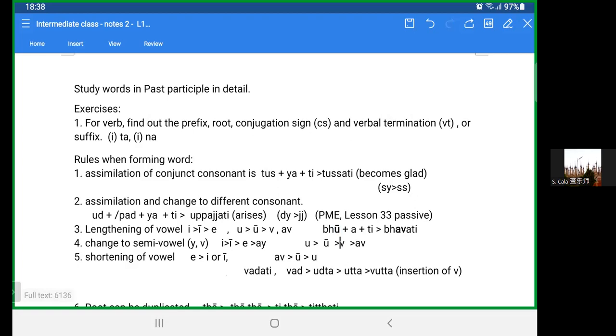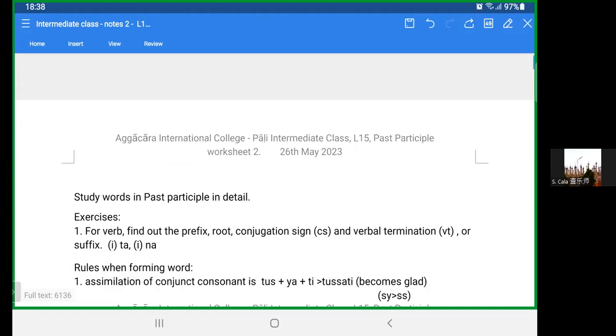Okay. Next one is the change to semi-vowel. What is a semi-vowel? A semi-vowel is like Y and V. Like this, I, A, Y. This Y is linked with the I. So this is called a semi-vowel. Y is a semi-vowel for I. Or Wa, or sometimes it changes to AV. So you find this in the notes.